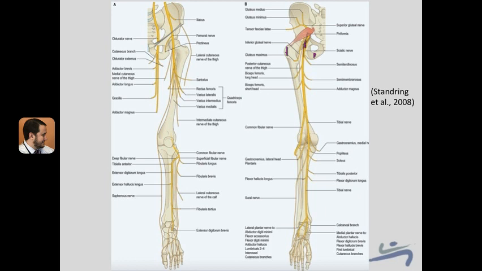And coming on down, it passes deep to that long head of the biceps femoris tendon, which is another area where entrapment can occur of that sciatic nerve. And at about the lower third of the thigh, it's going to split off into the tibial nerve and common fibular nerve, although there can be some anatomic variants such that it'll split below that, lower that is.